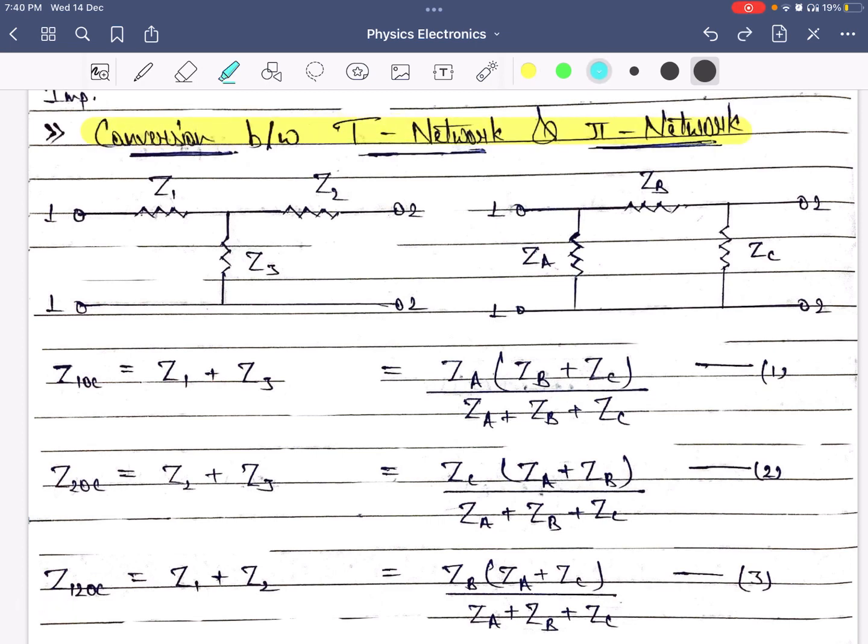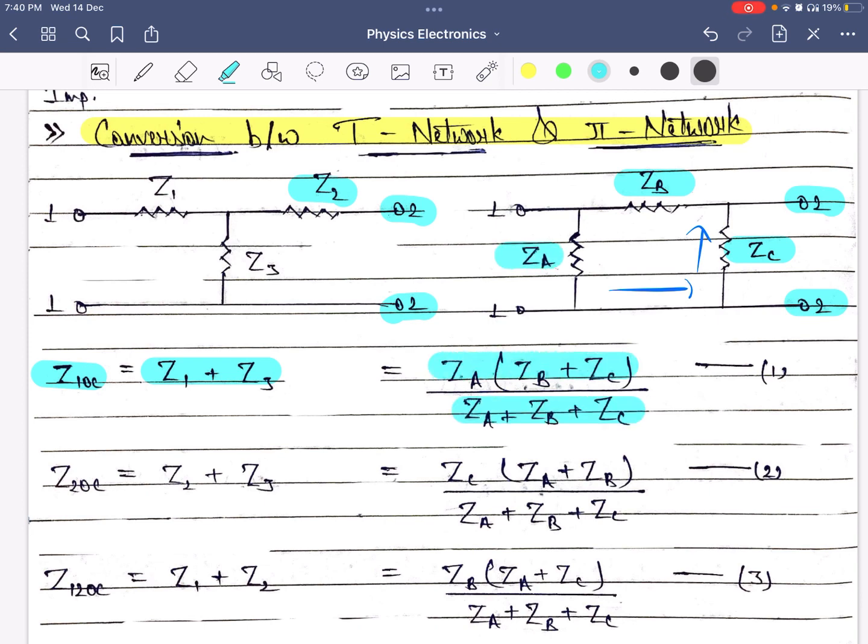Now, for the impedance Z1OC, output terminals 2, 2 are open, in which case there will be no flow of current through the impedance Z2. Then we will get Z1OC for the T network as Z1 plus Z3. For the pi network, output terminals 2, 2 are open, but there will be current flowing through the impedance Zc. From that we will get Zb plus Zc in series, which is in parallel with the impedance Za.